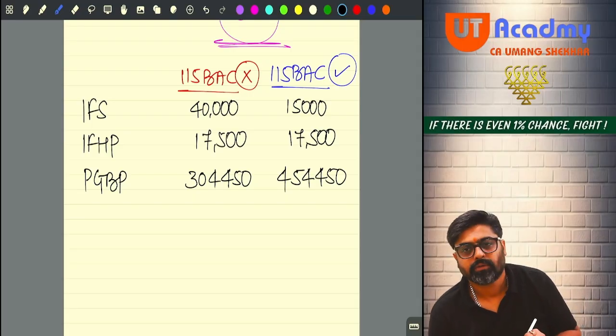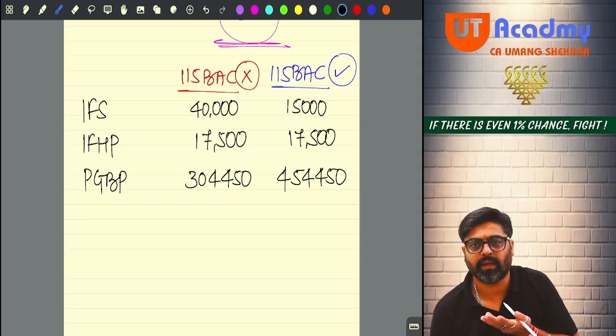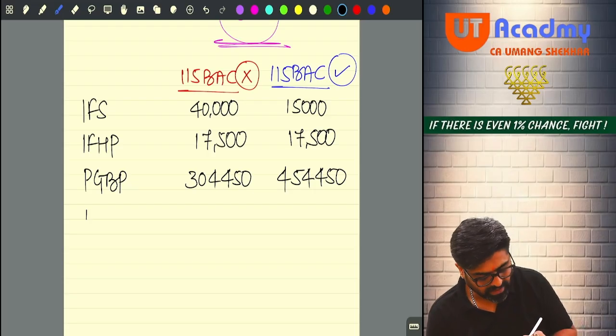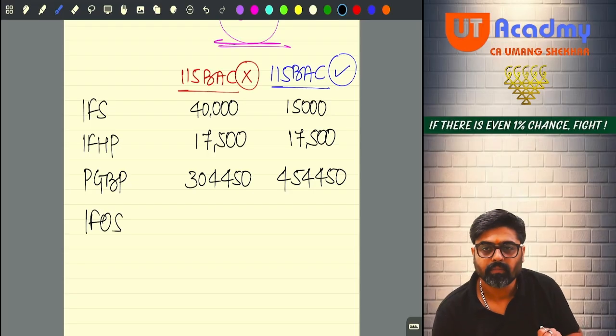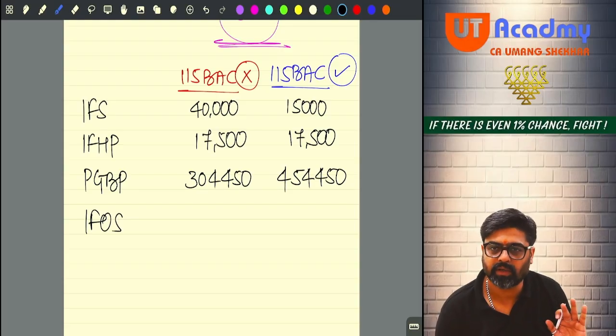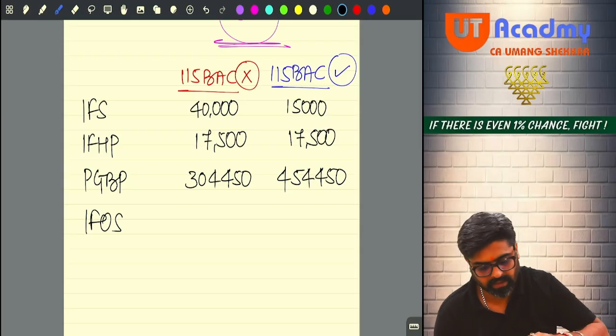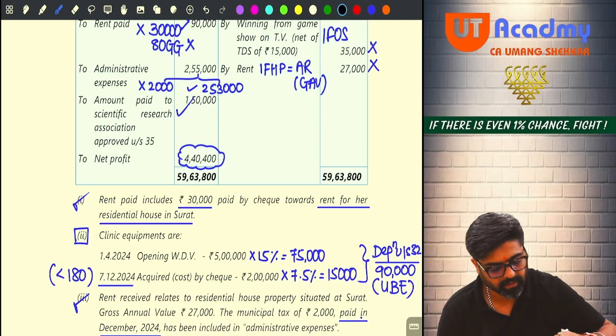Now under both the schemes, normal scheme or default tax scheme, yes or no? There is no capital gain income. Will you calculate your IFOS now? Yes. There is no change in IFOS calculation. Under both the schemes, IFOS will remain the same. 450 interest will go. Yes sir. 450 interest I will take.